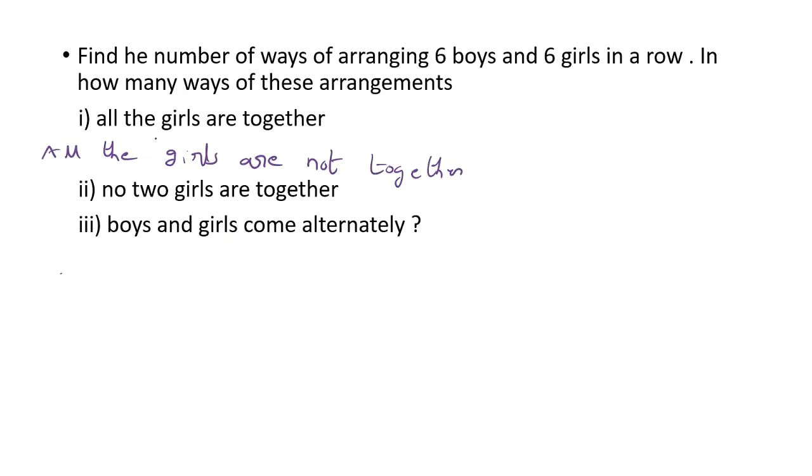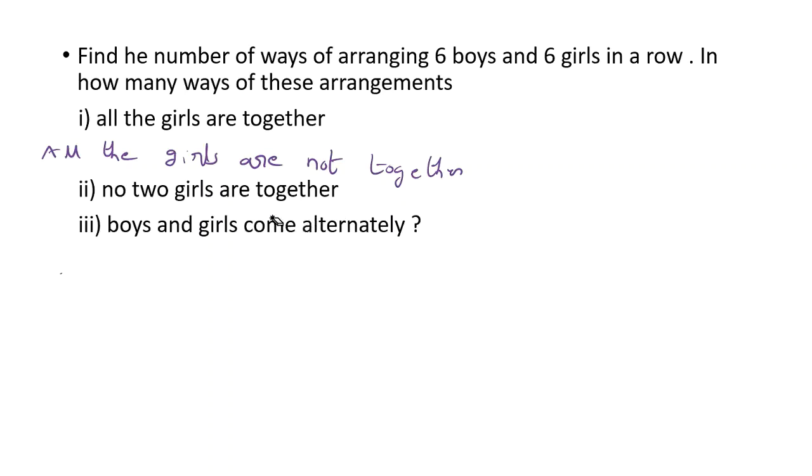So now we have to address these 4 problems. The first one is all the girls are together, and the second one is all the girls are not together, and the third one is no 2 girls are together, and the fourth one is boys and girls occupy alternatively, or boys and girls sit alternatively.